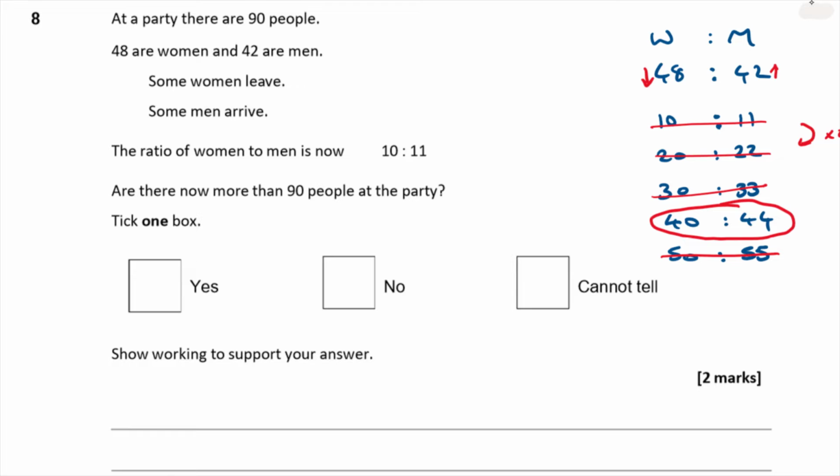So if there are 40 women and 44 men, then the total number of people at the party is going to be 40 plus 44, which is 84. So are there now more than 90 people at the party? No, there are not, because there are 84.